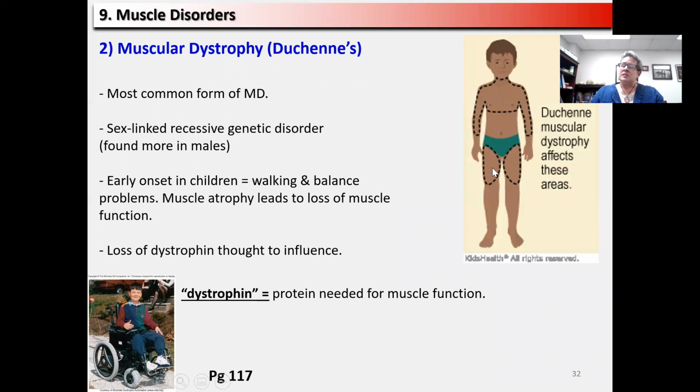And when they start losing leg strength, they can't walk or move normally, and so they end up in a wheelchair. We still don't know exactly what's going on with this form of muscular dystrophy, but it's thought to be a problem with dystrophin, a protein that you need for normal muscle function.